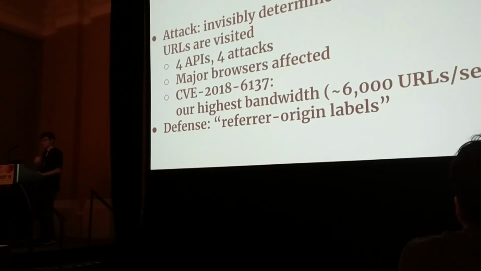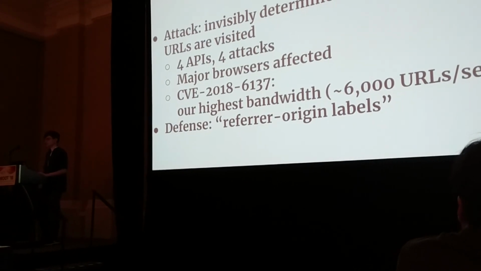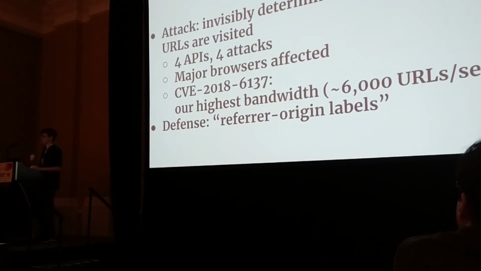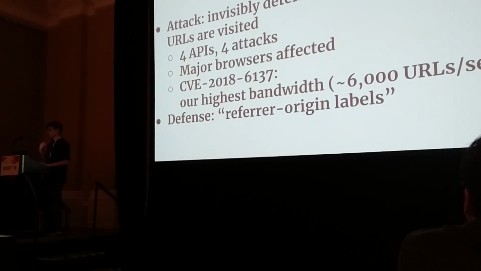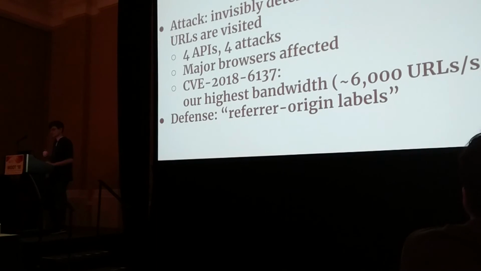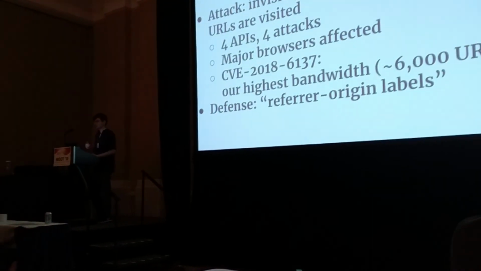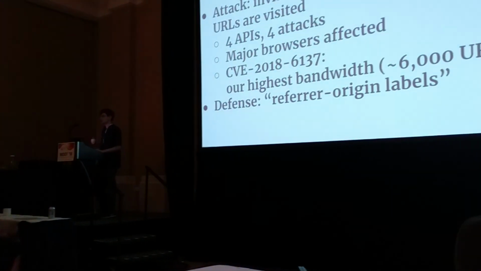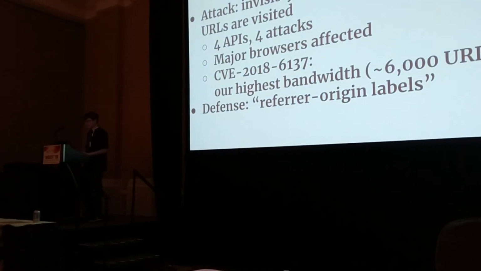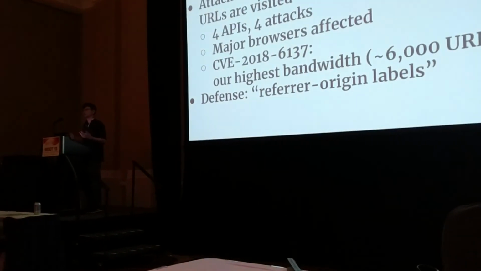To wrap up, we present four new history sniffing attacks, each targeting different modern browser features, which allow an attacker to invisibly test whether you visited exact URLs at high bandwidth. Our most powerful attack runs at 6,000 URLs per second. Instead of expanding the tangle of duct tape, which browsers have layered on to patch up history sniffing attacks so far, we propose cutting them off at the root with a referrer origin label mechanism. Now, I'll be happy to take any questions about our attacks or proposed defense or whatever.